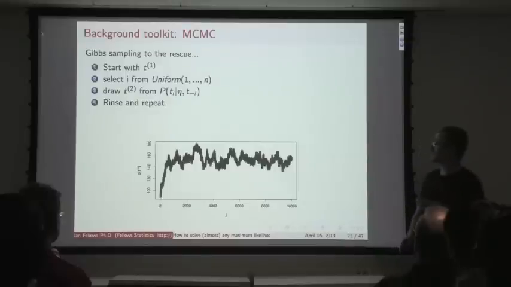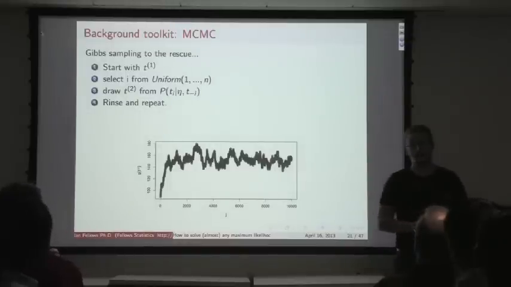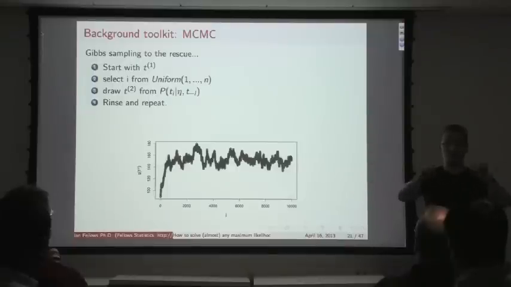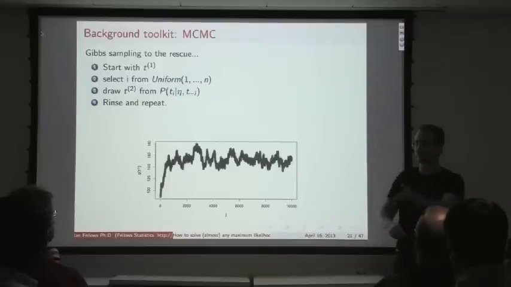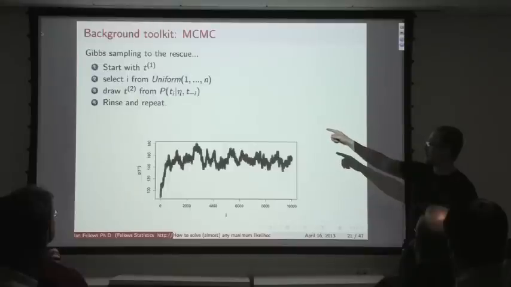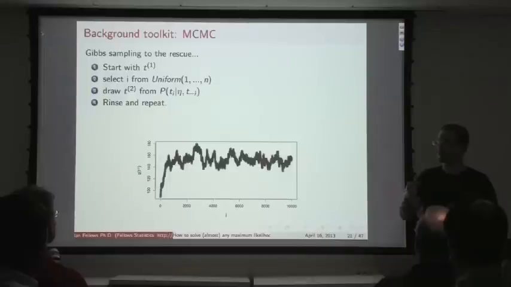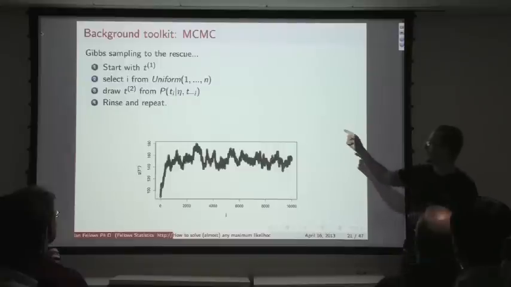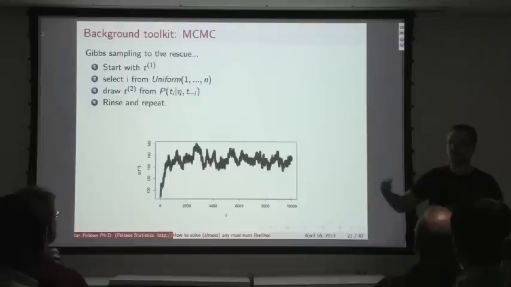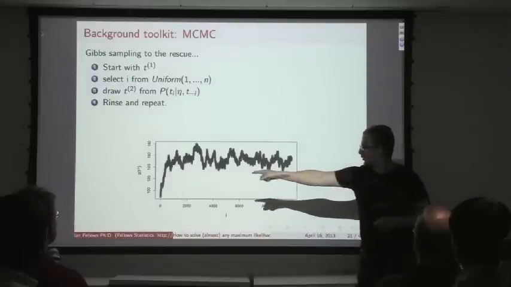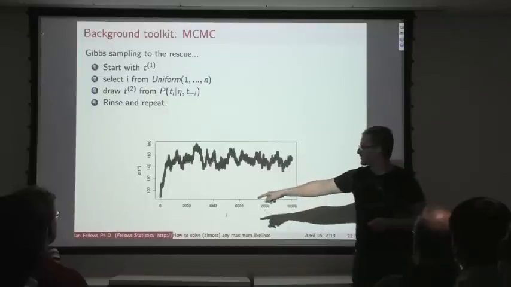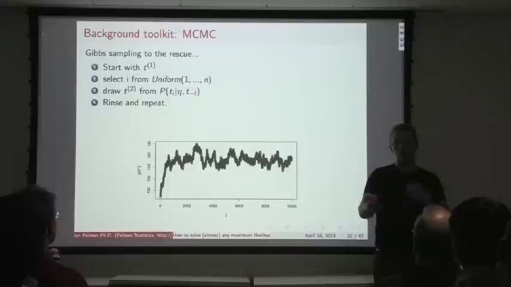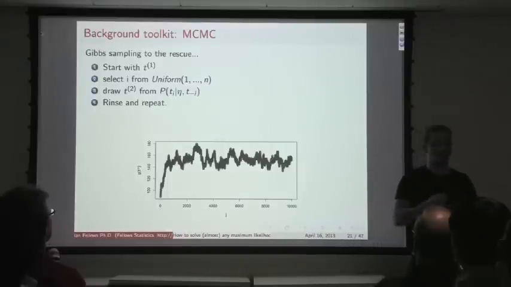And that's where Gibbs sampling comes to the rescue. Basically, you start with an arbitrary starting value for your t vector. You select i uniformly from that vector. Then you draw a replacement for that from the conditional distribution at that i value. And then you rinse and repeat. You do this over and over and over again. And even if you start way away from where your distribution is, eventually what you're going to get is a correlated sample of t's from your target distribution. And that's sort of magic.